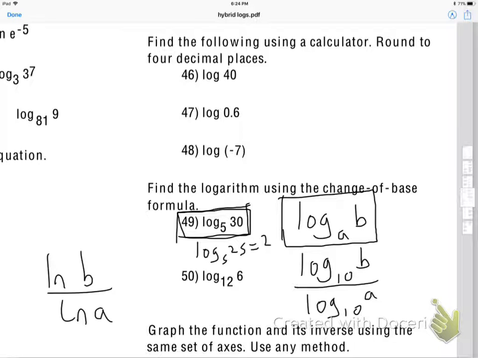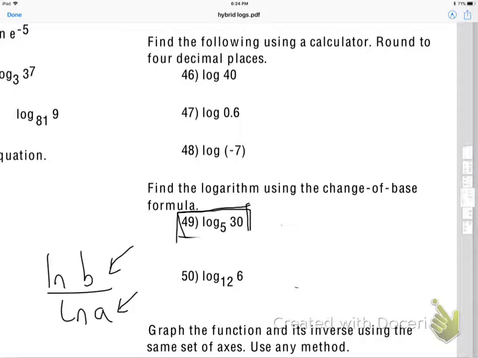So, it's fairly simple. Log to base a of b, you can either use your log button or your ln button, and it's the log of b over the log of a, okay? Again, or the ln of b over the ln of a, and I'll just show that working. It's fairly straightforward.